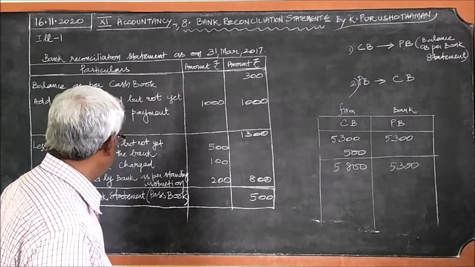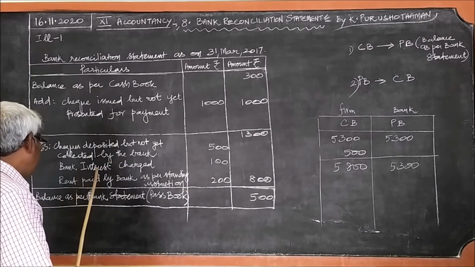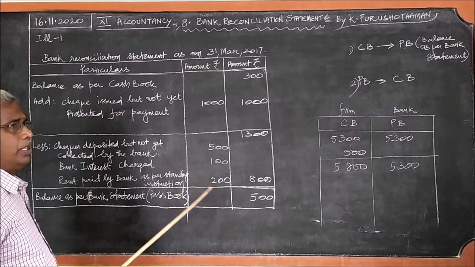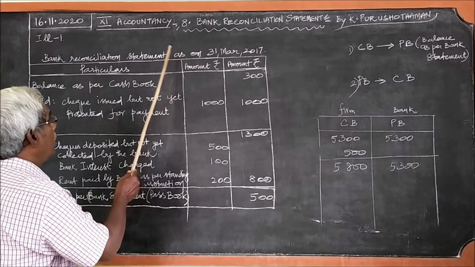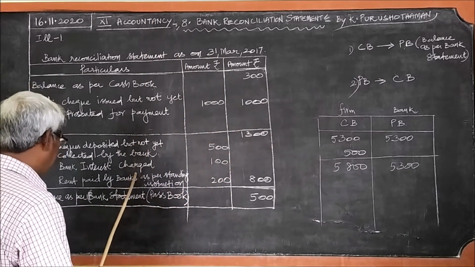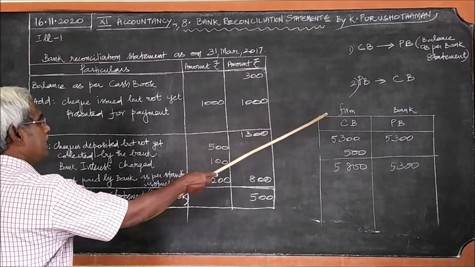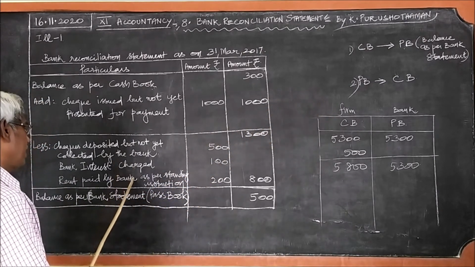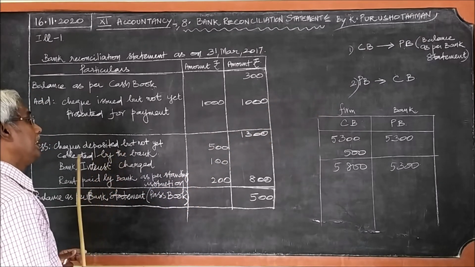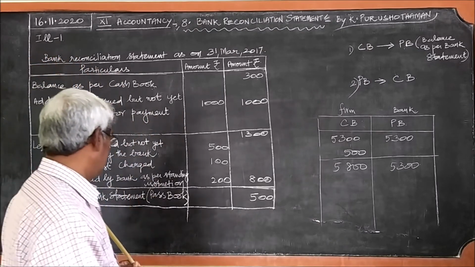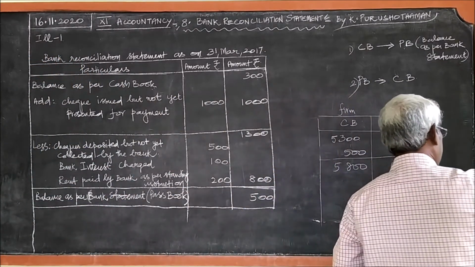So in this case, what does this statement show? This business has borrowed some money from the bank. For that the business has to pay some interest. That interest will be taken away by the bank. How much is it? 100.